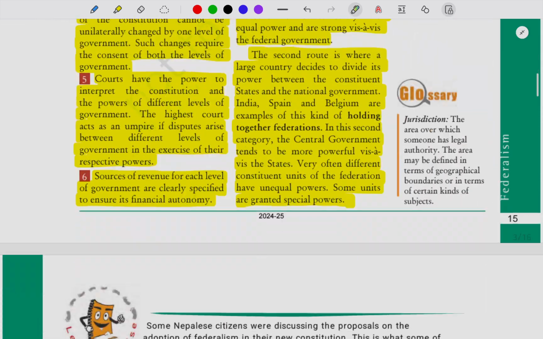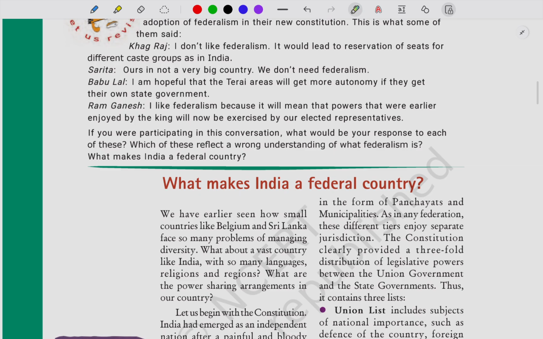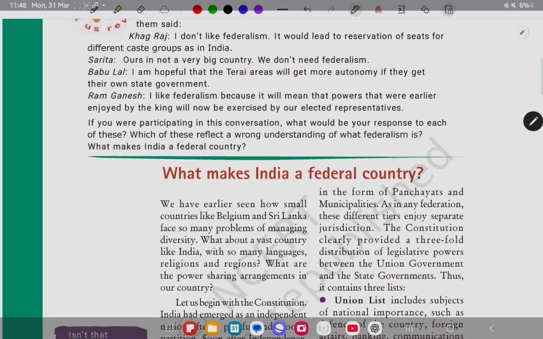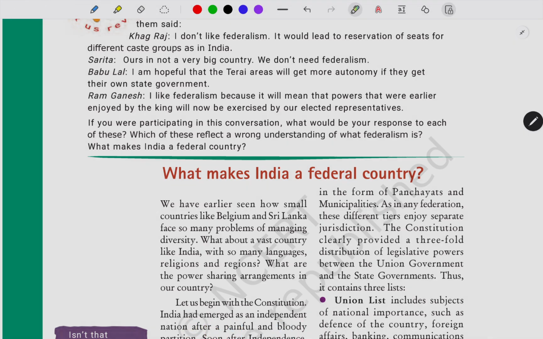Constituent units. Okay, it's not a reservation of seats for different caste groups. Reservation of seats is a separate thing. It's not related with federalism. What else? What is the next question?